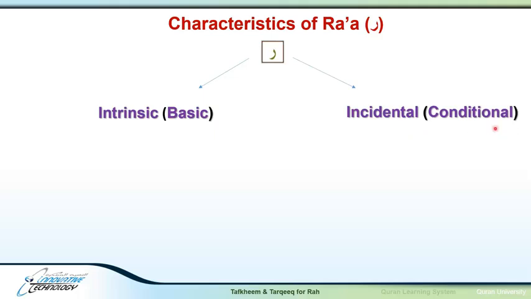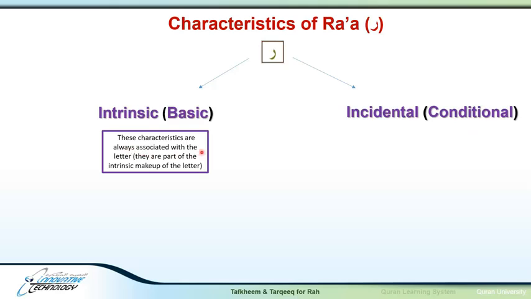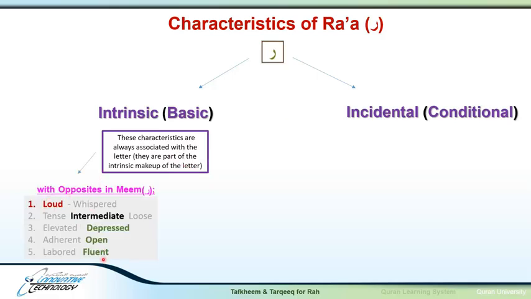Now, after we have talked about the articulation of the Ra, we'll move to talk about the characteristics of the letter Ra. Remember that we said characteristics are classified into intrinsic basic ones and incidental conditional ones. And we said that the intrinsic ones are basically the characteristics that are always associated with the letter and that are part of the intrinsic makeup of that letter. In the case of the Ra, there are 5 intrinsic characteristics with opposites. The Ra is characterized as being loud, and in terms of looseness, it is considered to be intermediate, and it is depressed, open, and fluent. Those in red are characteristics of strength, while the ones colored in green are characteristics of weakness.